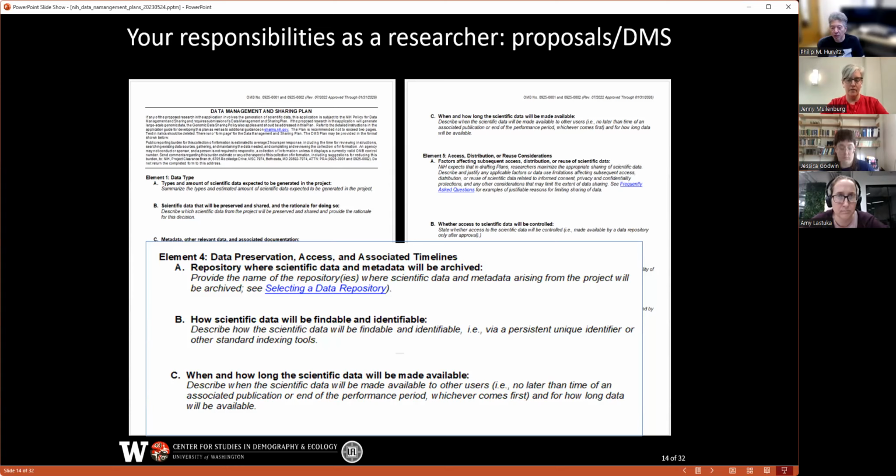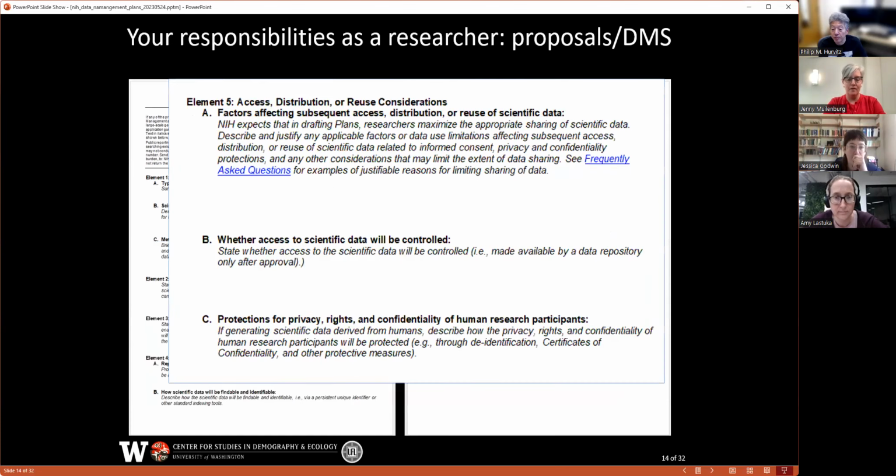Okay, element 4, data preservation, access, and associated timelines. So Jenny will talk more about Dryad, but what's the repository where they're going to be archived? How will people that are doing similar research be able to find these data sets? And then how long will they be made available? I don't know that there's any requirements for how long, but as a researcher, I guess in all science things can go stale, but this again is unknown to me.